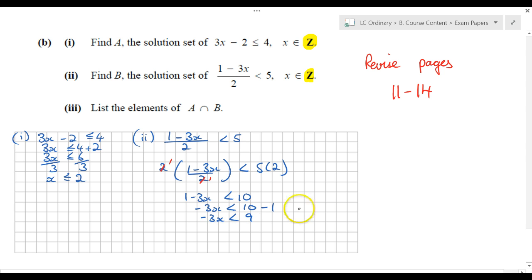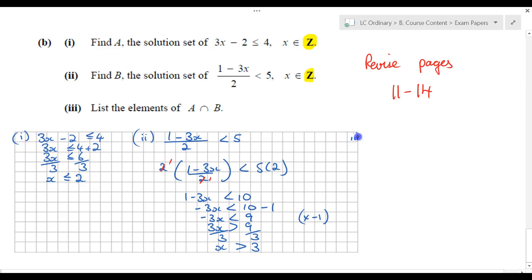We don't want a negative, so I'm going to multiply this here by minus 1, and when I do that with an inequality, I need to flip the inequality sign to get 3x is greater than minus 9. I'll now divide both sides by 3 to get x is greater than minus 3. So, since x is an integer and is greater than minus 3, for part 2 here, x can be 4, 5, 6, 7, 8, and so on.